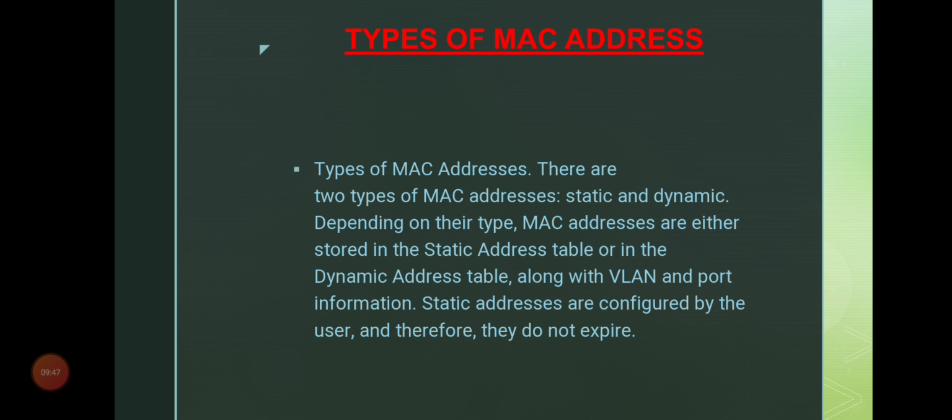Now here are some types of MAC address. There are two types of MAC addresses, static and dynamic. Depending on their type, MAC addresses are stored either in the static address table or in the dynamic address table, along with the VLAN and port information. Static addresses are configured by the user and therefore they do not expire.